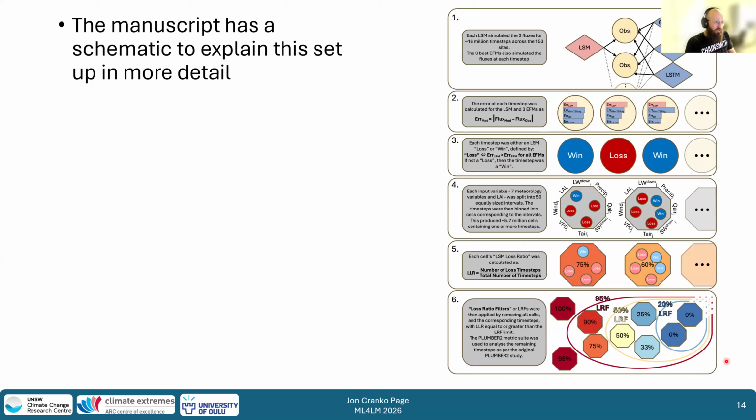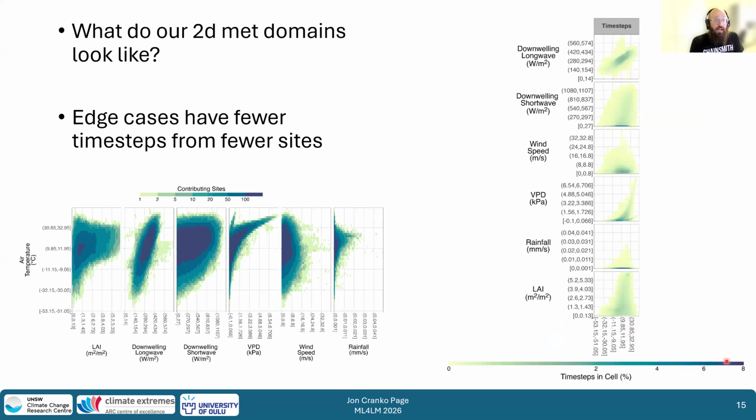So this is quite, I don't know, I'm not even sure if it's complex, but it's convoluted. It's quite long. So the manuscript has a little schematic to show this. There were 16 million time steps in the PLUMBER2 input data set, which we put into these bins. And what does this actually look like then when we collapse the 16 million time steps down into two-dimensional fingerprints?